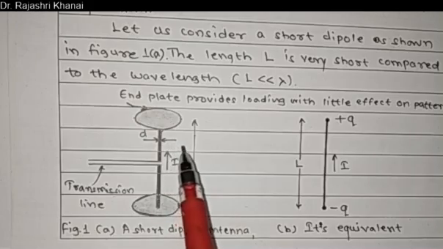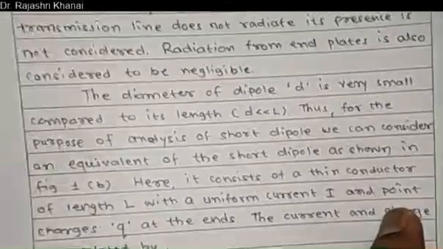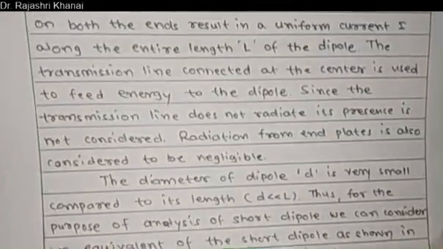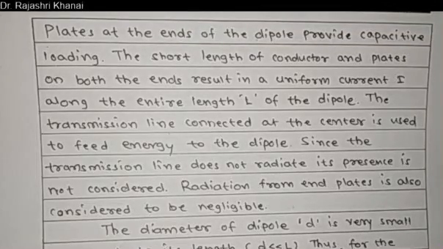These 2 plates at the 2 ends are provided in order to offer a capacitive loading. Now there is a possibility that the current developed through the antenna can result in overloading at the 2 ends. In order to eliminate that overloading, a capacitive loading is provided so that at both the ends we get some support in order to provide a uniform current I along the entire length L of the dipole.